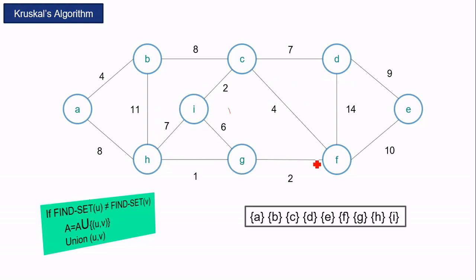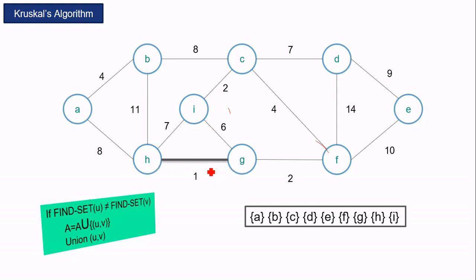If you notice here, the edge HG or GH is the edge having minimum weight, that is, weight 1. So I will add that edge into the minimum spanning tree. Now a tree is formed, with only one edge in the tree, and the two vertices G and H are connected.